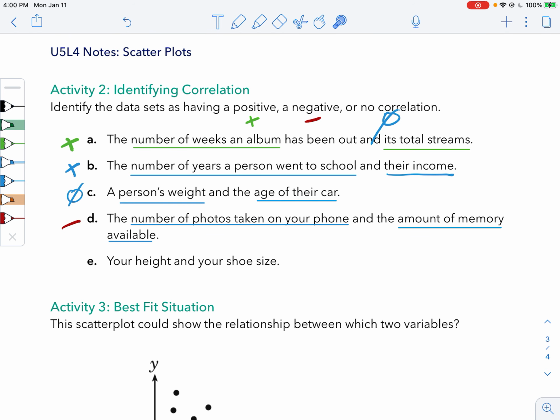And then finally, your height and your shoe size. As your height increases, your shoe size also increases. So that is a positive correlation. This one goes up, the other goes up.